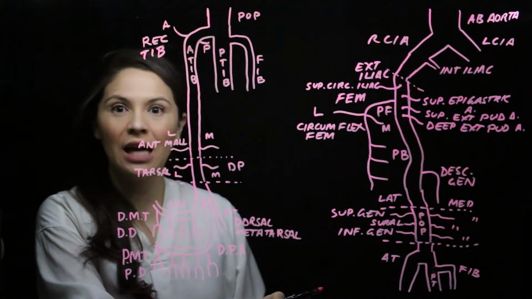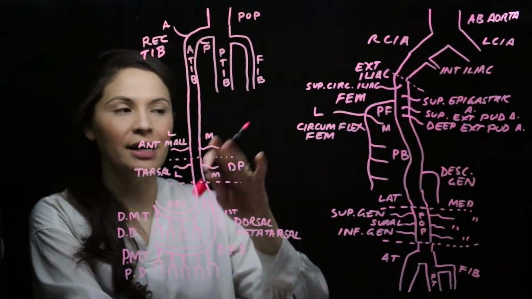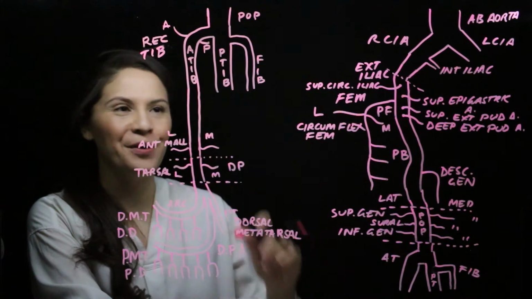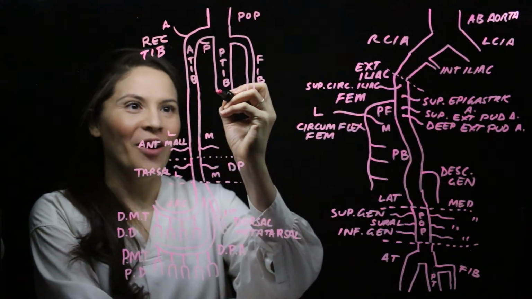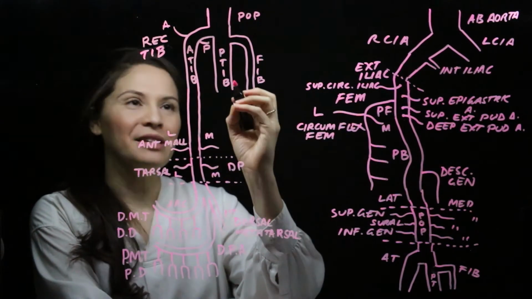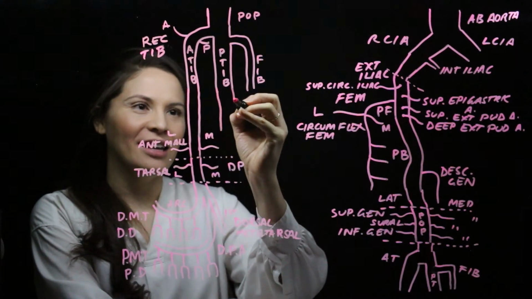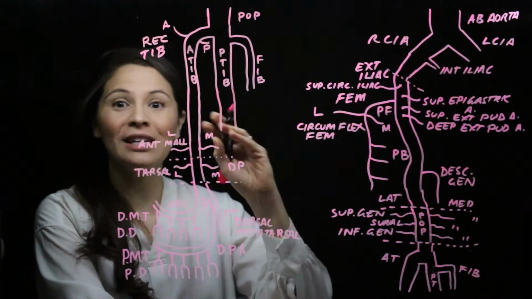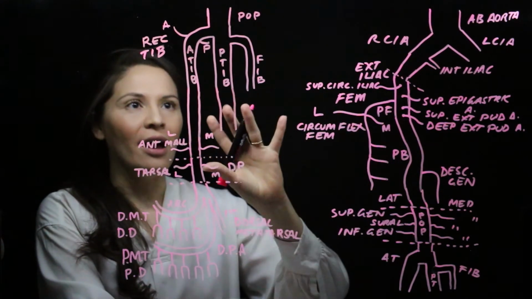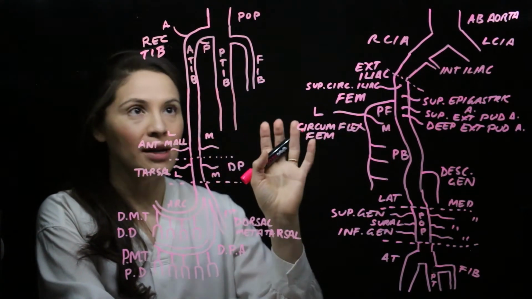So I'm predicting that it's going to get very messy around this area, so you're just going to have to follow me closely. All right, so now let's look at the posterior tibial artery. So when this runs down, again, nothing too exciting happening. Small branches going to surrounding muscles.